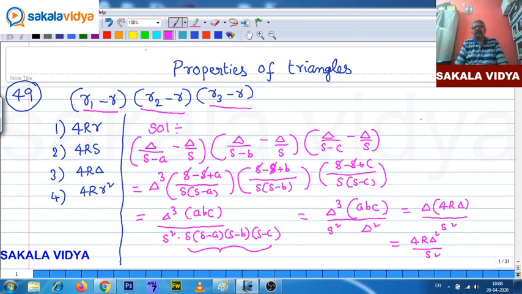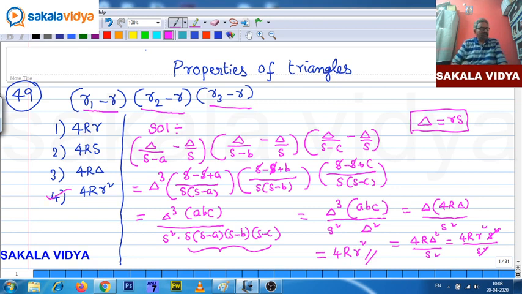We know delta is equal to RS. In the place of delta, substitute RS. This will be 4R r square S square upon S square. S square gets cancelled. We have 4 capital R into small r square as our answer. So that means fourth option.